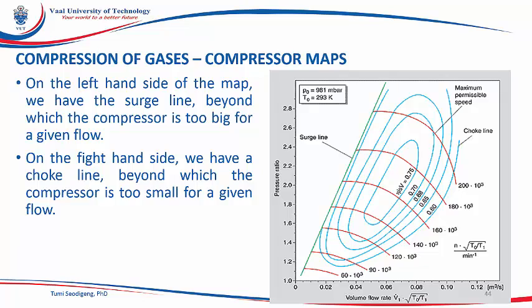Here is an example of a compressor map. On the left-hand side of the map, you have a surge line beyond which the compressor is too big for a given flow. And on the right-hand side, we have a choke line beyond which the compressor is too small for a given flow. This means that the operation area of a compressor is between the surge line and the choke line.